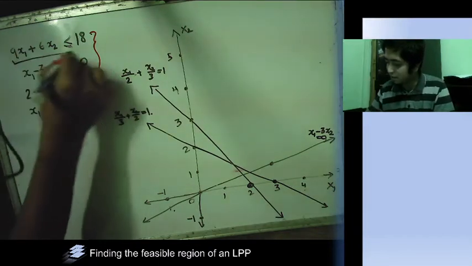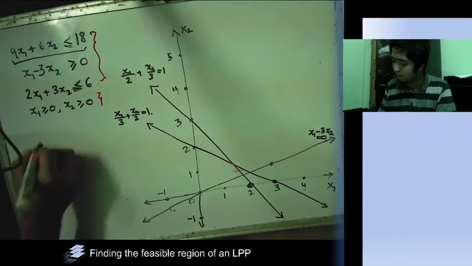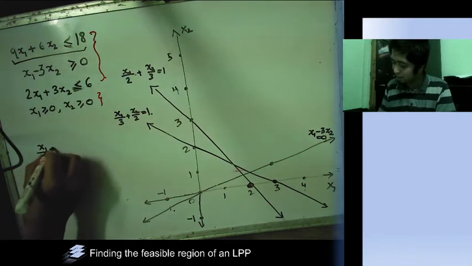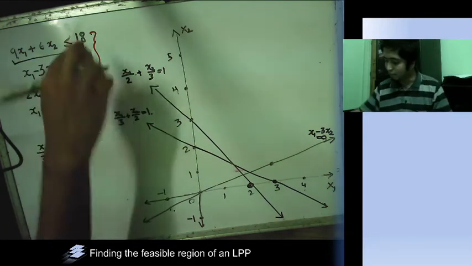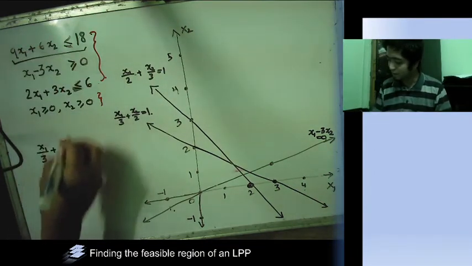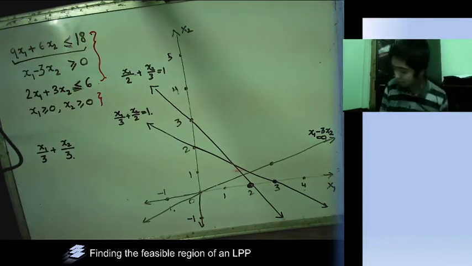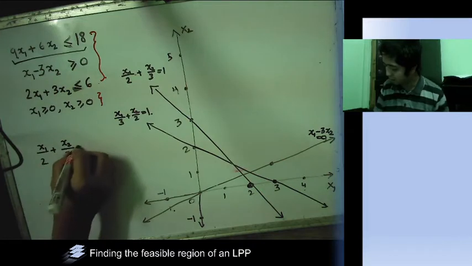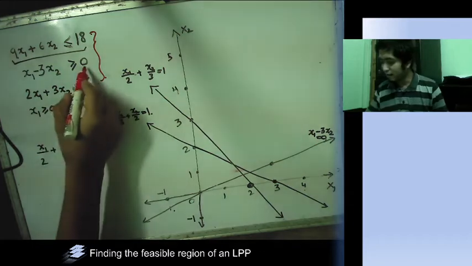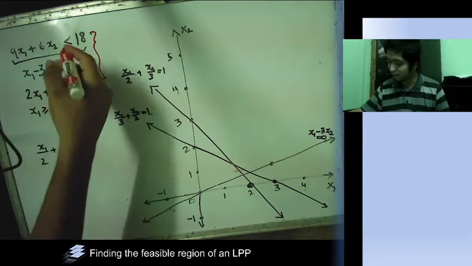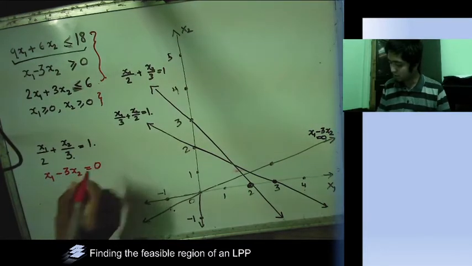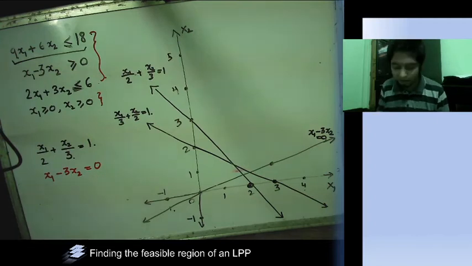If you convert this one into an equality, you can divide the whole thing by 18. So you will be getting x1 by 3... sorry, x1 by 2 plus x2 by 3 equal to 1. So this is the first equality. The second one, you cannot divide the whole thing by 0, so we will leave it as it is. I will be using a red pen for this. But we have converted it into an equality nonetheless.